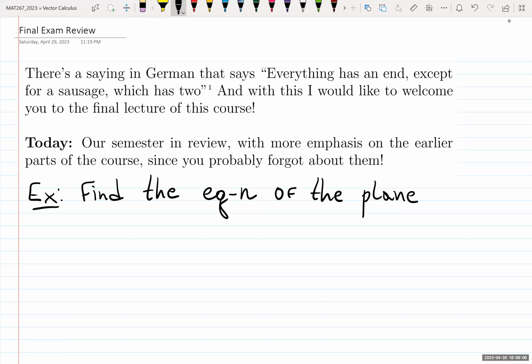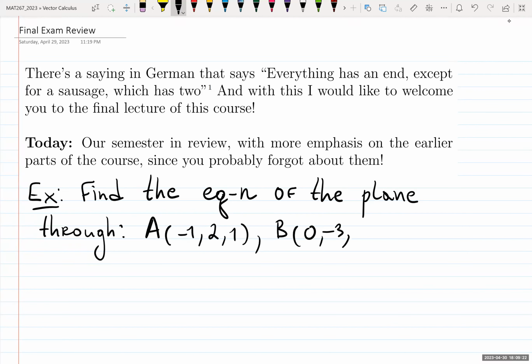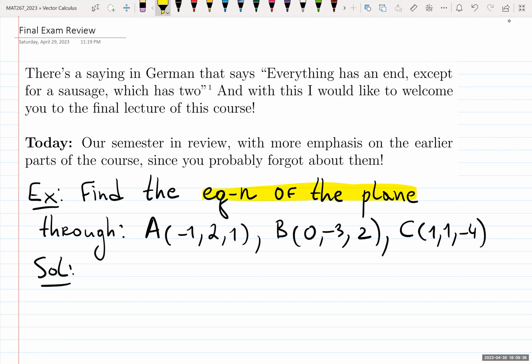Find the equation of the plane through 3 points. We have A (-1, 2, 1), B (0, -3, 2), C (1, 1, -4). Equation of the plane, solution. As you can see, this exam will have lots of formulas. So your brain should not freak out when you see equation of the plane. You should immediately imagine a piece of paper. I showed it in class. I held a paper in class, maybe try to visualize that.